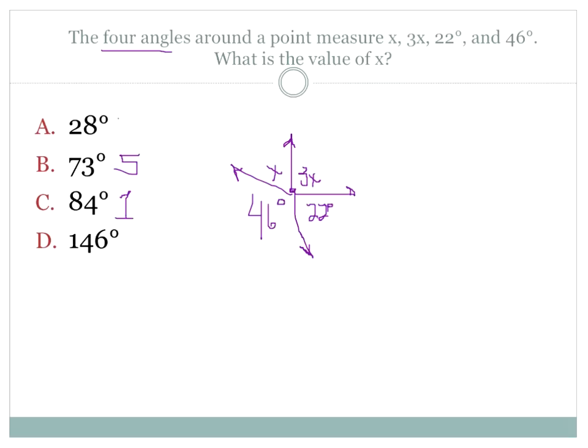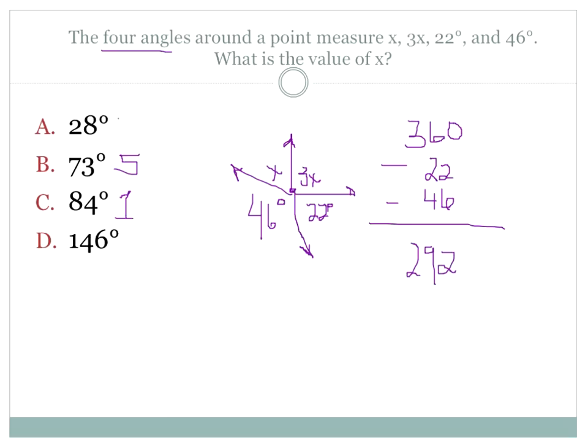So how I would solve this is I would remember if we're moving around a point, we would be totaling to 360 degrees. So I would take that 360 degrees that I know is my total. I would subtract from that the 2 degree measures that I already have figured out, which is 22 and 46. And in subtracting, that's 68. So 360 minus 68 is 292.